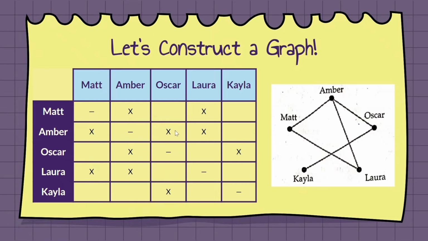How about Amber and Oscar? So Amber and Oscar are connected. And then Amber and Laura. So connected are Amber and Laura. So Oscar is connected to Amber. Then Oscar must be connected with Kayla. So they are connected by a line segment. And then Laura is connected with Matt and Amber. Laura, Matt, and Amber. And Kayla is connected with Oscar. So as you can notice, class, if students study together, they are connected since X represents the line segments. So this will be our graph. Okay.